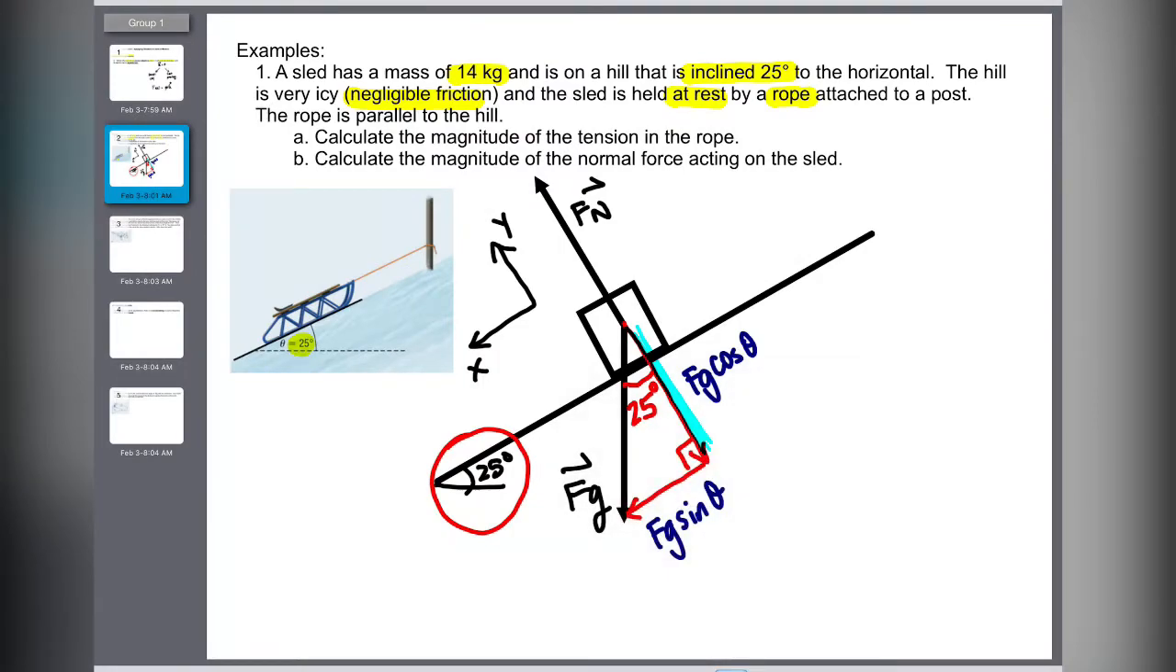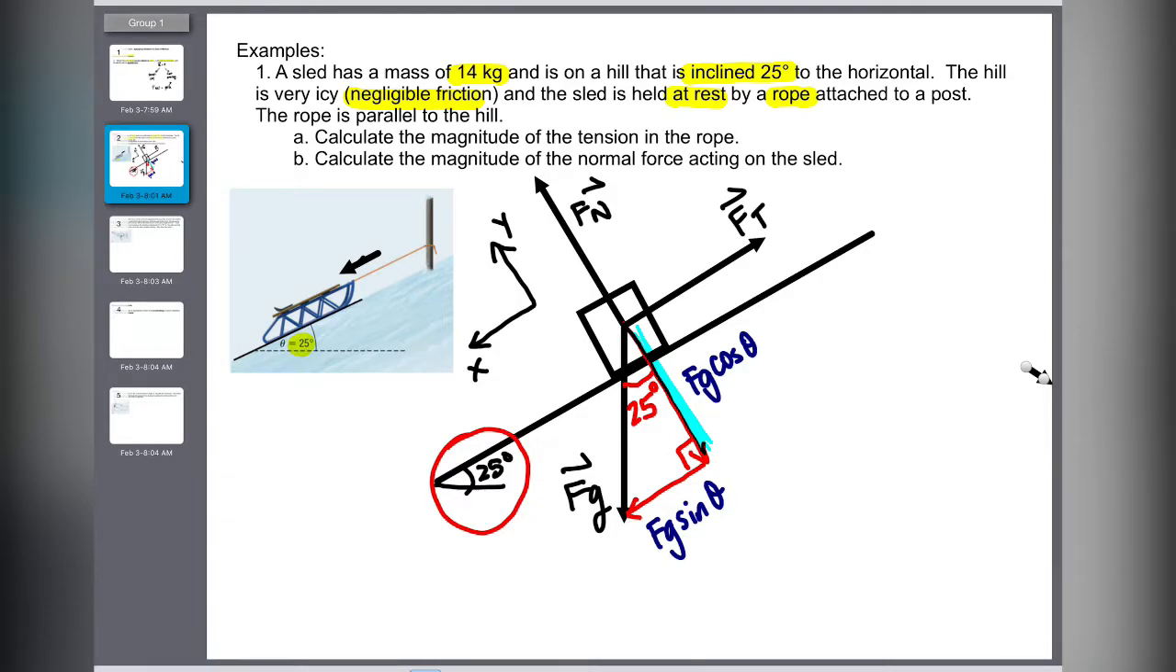Okay, so now that I've generated the Fn and the Fg, don't forget that there's still this rope right here, so we have to draw another force vector. That is called the Ft, because that's a force of tension. I'm having these arrows flying everywhere, so I'm just going to delete them.